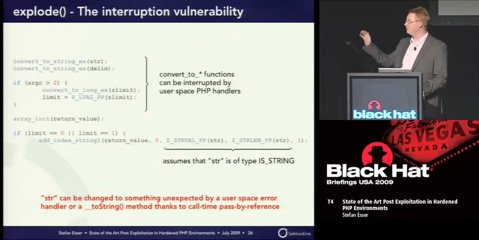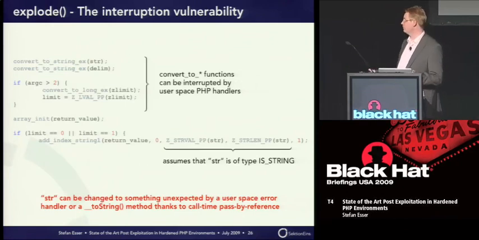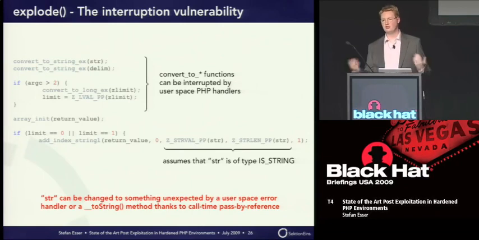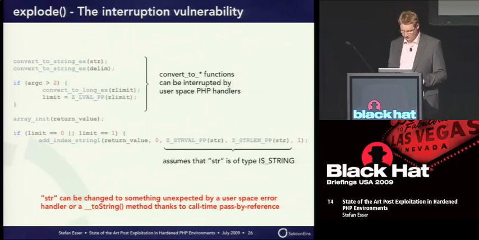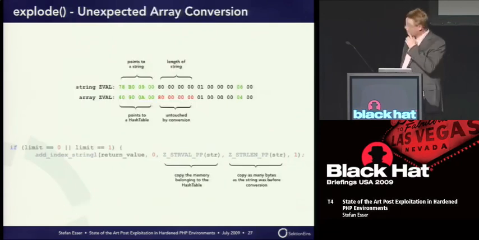So actually, this is written as if it's not interruptible, but I just told you it's interruptible. So what is the problem here? The problem is that it later just trusts that it's still a string, the variable string, and it doesn't check it anymore. So what happens?